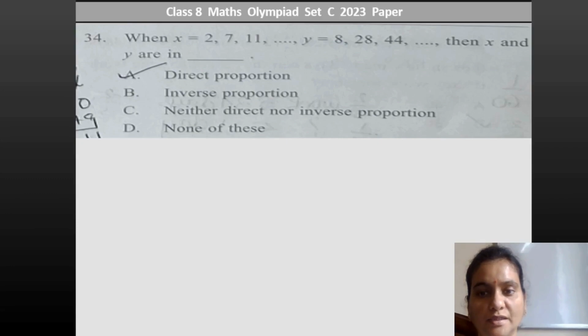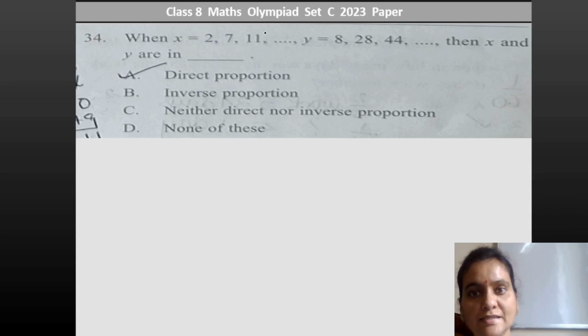Now let's solve question number 34. Question number 34 says, when x is equal to 2, 7, 11, like this progression, y is equal to 8, 28, 44, then x and y are in what kind of proportion, which option will be correct out of these four? So if you see x is 2, then y is equal to 8. That means for x equal to 2, we just need to multiply 4 with this 2. 2 into 4 becomes 8. Y becomes equal to 8. Similarly, when x is equal to 7, we multiply 4 here. 7 into 4, y becomes 28. Again, if you see x is 11, you multiply 4, y becomes 44.